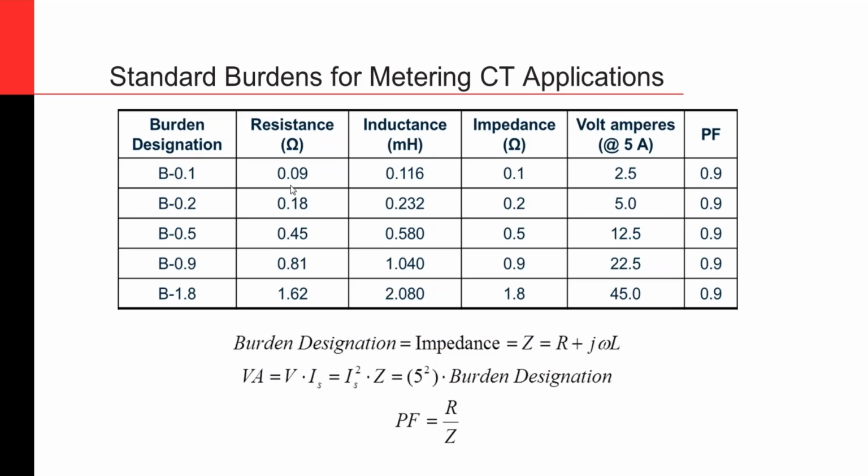Now, if you say a burden designation of B-0.1, that means a resistance of 0.09 and an inductance of 0.116. That's the R plus j omega L value, 0.09 plus j 0.116. So the overall impedance is 0.1, and the VA rating is 2.5 with a power factor of 0.9. That's calculated from here. So this is a table of standard burdens for a metering type CT.